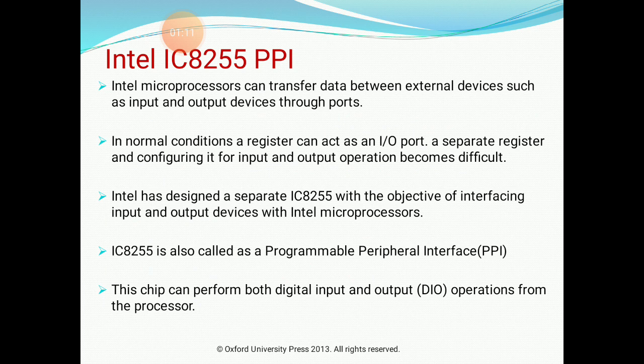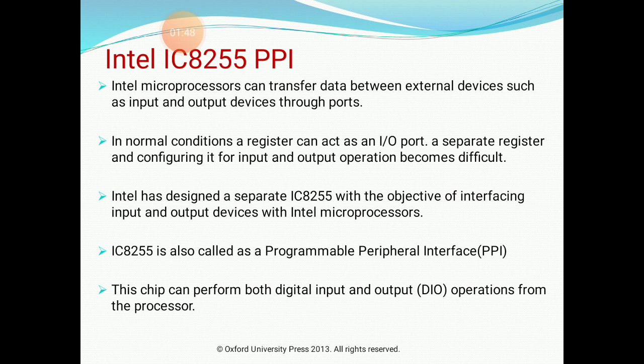Intel microprocessors can transfer the data between external devices such as input and output devices through ports. In normal conditions, a register can act as an I/O port, but a separate register and configuring it for input and output operation becomes difficult. Intel has designed a separate IC called 8255 with the objective of interfacing input and output devices with Intel microprocessors. Those are 8085 and 8086.